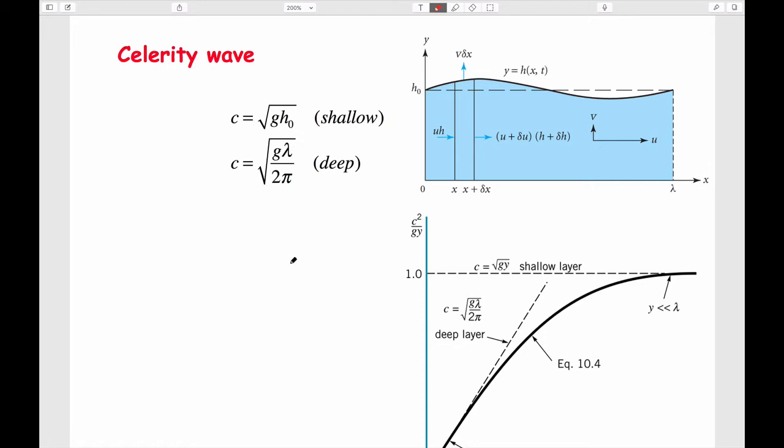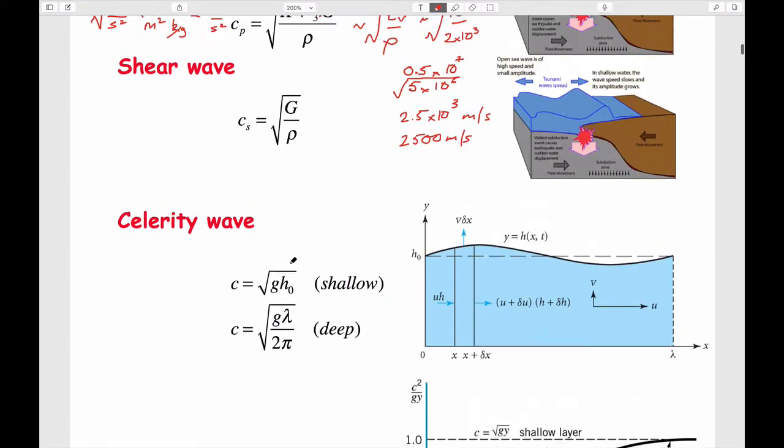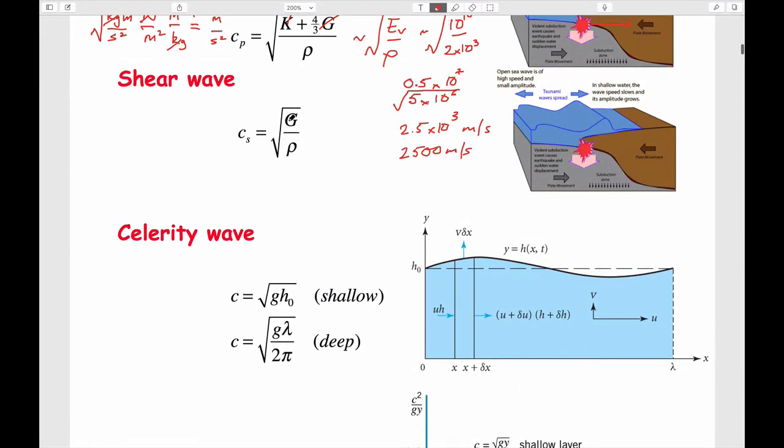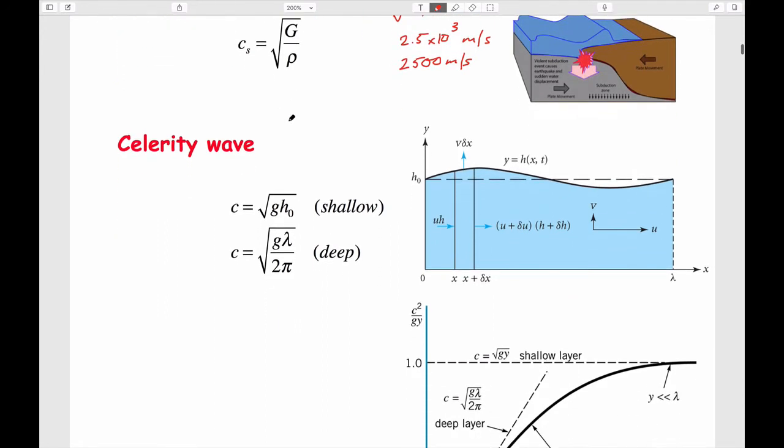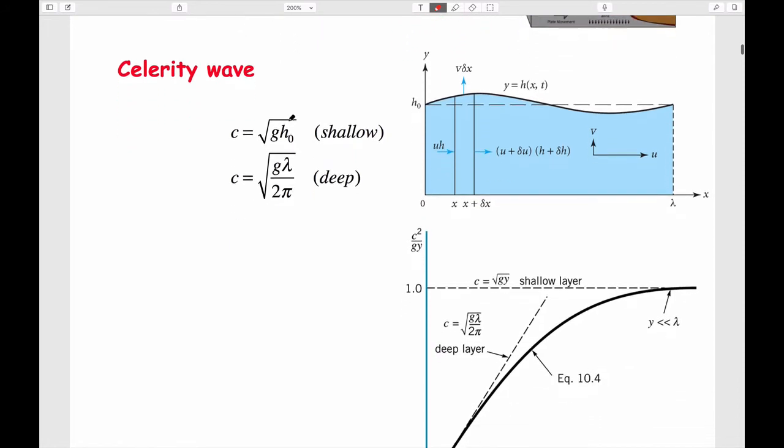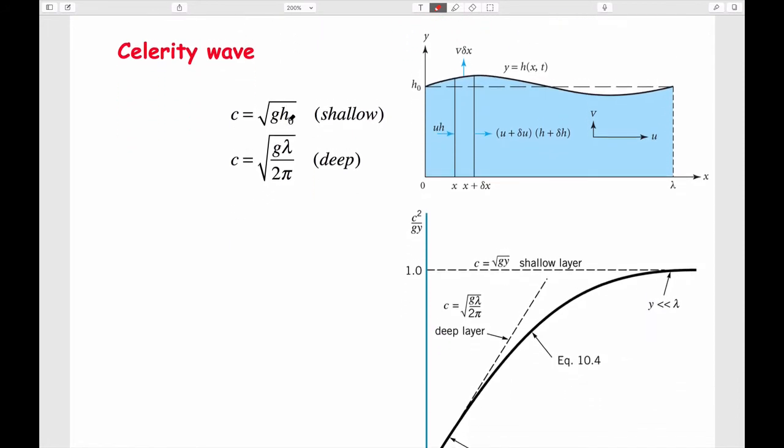The shear wave in water doesn't exist because the shear modulus of water is 0. And so water can't take any shear, and so that's maybe an interesting point. But the other waves that are interesting are surface waves, the so-called celerity wave. And we kind of introduced that last time.